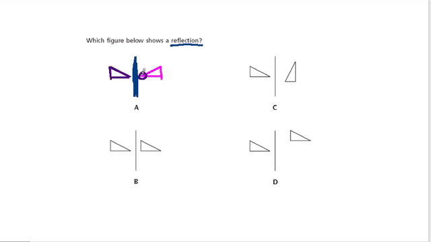If I look at this point and this point, they're reflected. They're both on the inside of the triangle towards the line of reflection. And these points are reflected as well, and so are these corresponding points. So I think A is the answer.